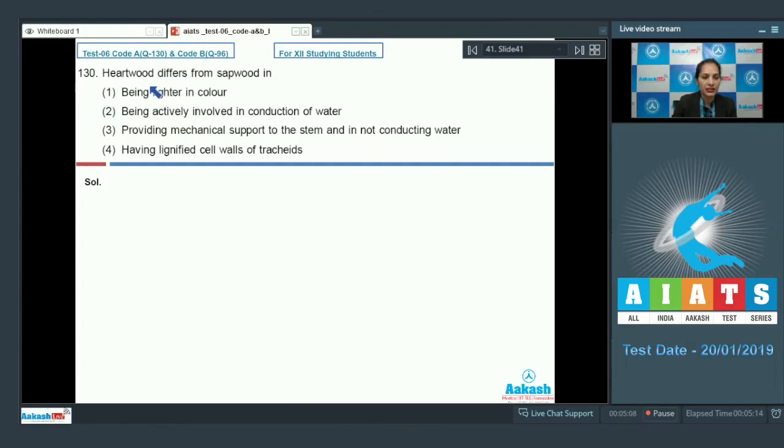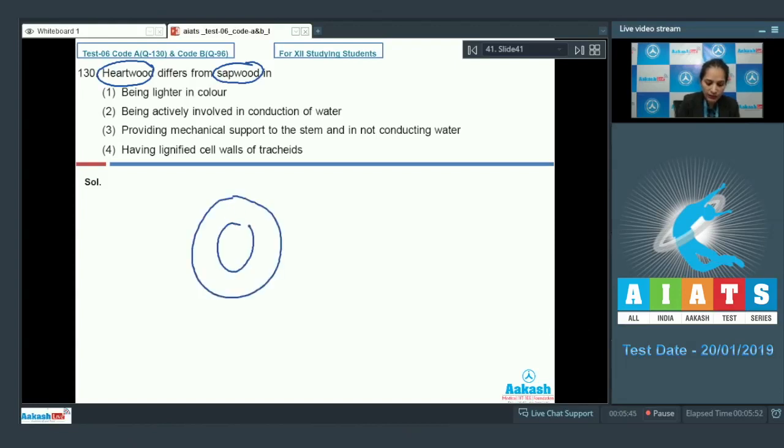Question number 130. Heartwood differs from sapwood in first option being lighter in color, second being actively involved in conduction of water, third providing mechanical support to the stem and not conducting water, fourth having lignified cell walls of trachea. How the heartwood differs from the sapwood? You may be knowing about it that if you see the mature dicot stem, you will find that the peripheral region of that wood is called the sapwood and the central region is called the heartwood.